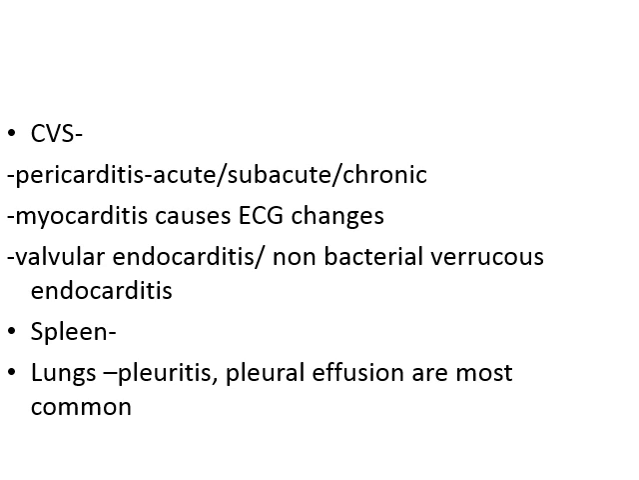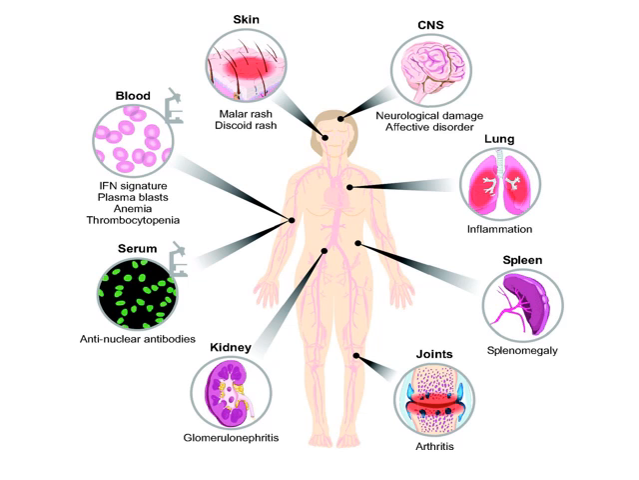In CVS, pericarditis, acute, subacute or chronic, myocarditis causes ECG changes, valvular endocarditis, non-bacterial verrucous endocarditis. Spleen, splenomegaly may be found. Lungs, pleuritis and pleural effusion are most common. To see the different organs affected: CNS, skin, blood, in serum antibody you can find, in kidney glomerulonephritis, arthritis, splenomegaly, etc.